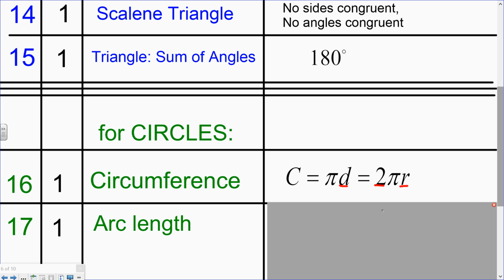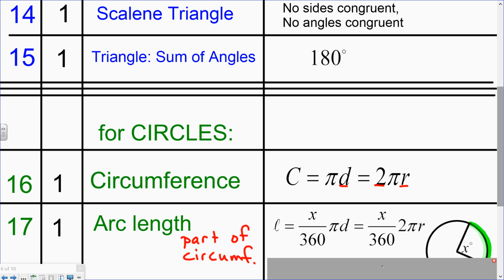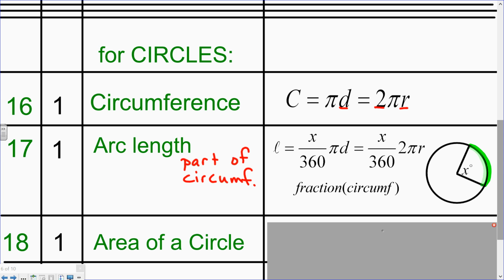Okay, arc length is going to be part of the circumference, not going all the way around, just going part way around. So we simply want a fraction of the circumference. And we've seen before that in math, whenever we say of, that means times. So we simply need the fraction times the circumference. So here's the circumference, pi d or 2 pi r. If we're only going this part that I've shown in green, that's x degrees out of a total of 360 degrees. So our fraction is x out of 360 times pi d, or x out of 360 times 2 pi r.